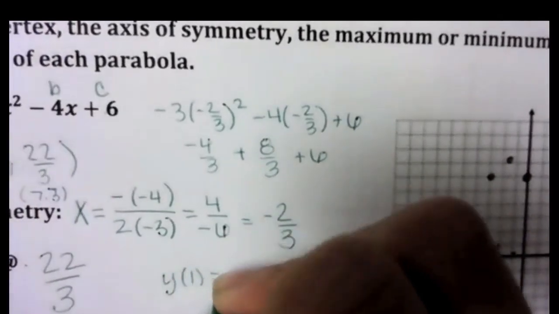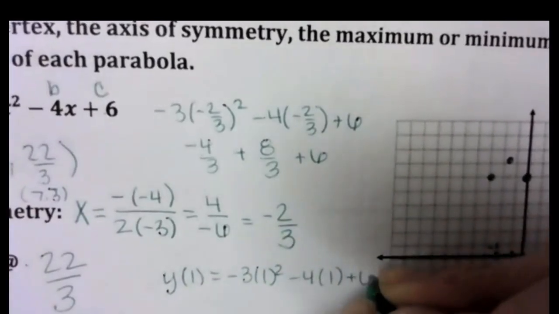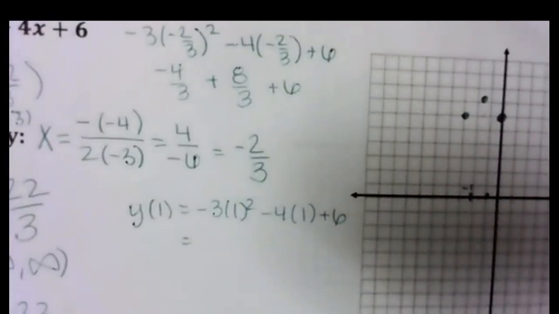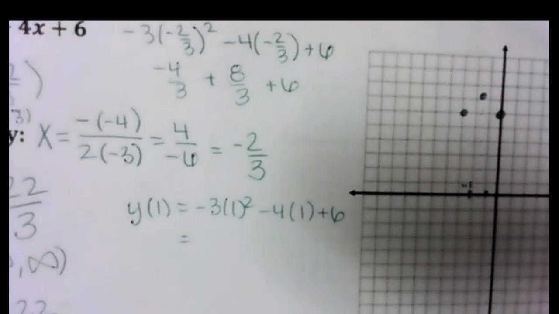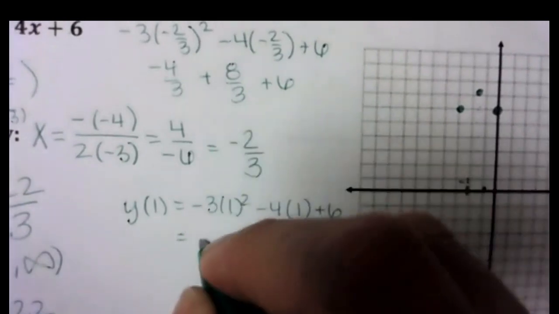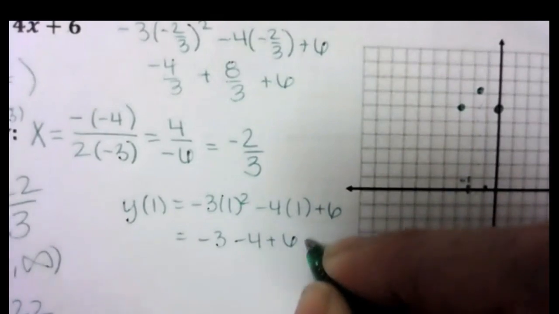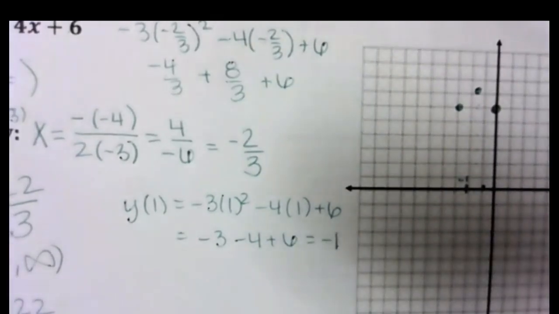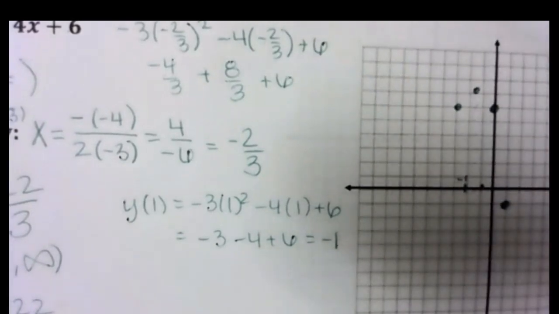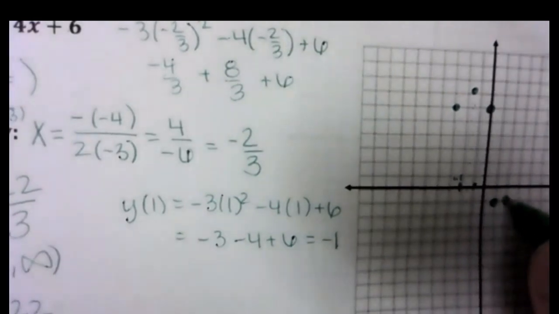So you just plug 1 into your equation and find a value. You don't always have to make that table. That table just makes your graph symmetric. But you can technically plug in any number you want. So you get negative 3 minus 4 plus 6. So that gives you negative 1. So what that means is I have a point at 1, negative 1. Oh, it should be over 1, sorry, because I went by halves.